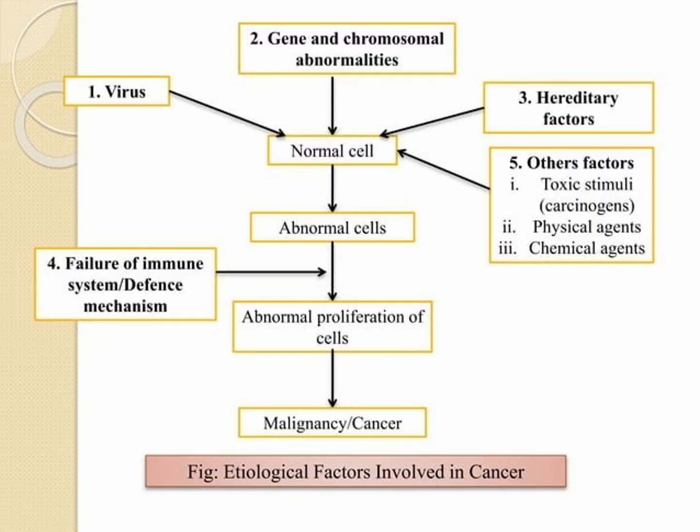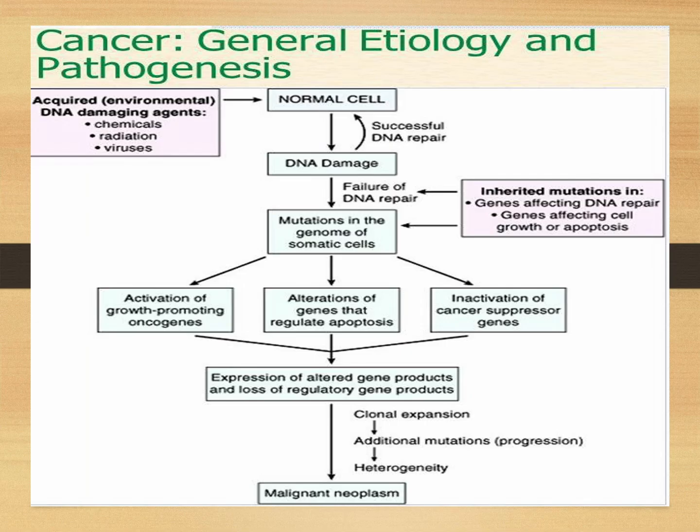These are the etiological factors, that is, gene and chromosomal abnormalities. The normal cell will be affected by viruses, gene and chromosomal abnormalities, then hereditary factors or other factors. Other factors include toxic stimuli, carcinogens, physical agents, chemical agents, etc. These normal cells become abnormal cells. So there will be failure of the immune system or defense mechanism, which leads to abnormal proliferation of cells, which leads to malignancy or cancer. This is the general etiology and pathogenesis of cancer.